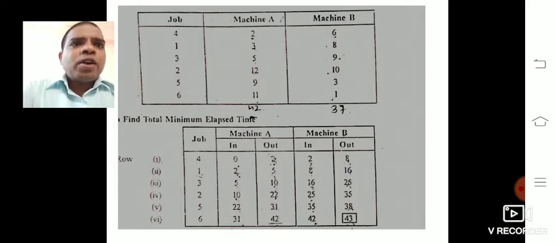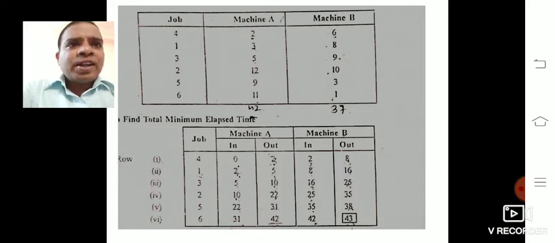Now after completion of 2 minutes, it enters machine B, so the in time is 2. On machine B for this job, the processing time is 6 minutes, so 2 plus 6 is 8. After 8 minutes it comes out from machine B.